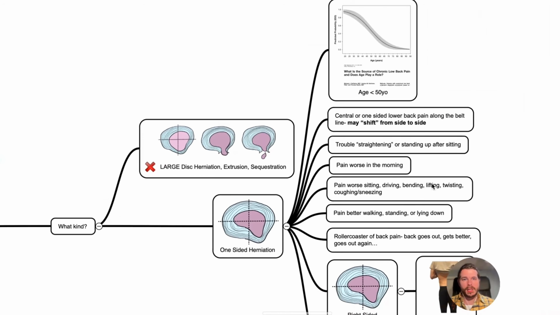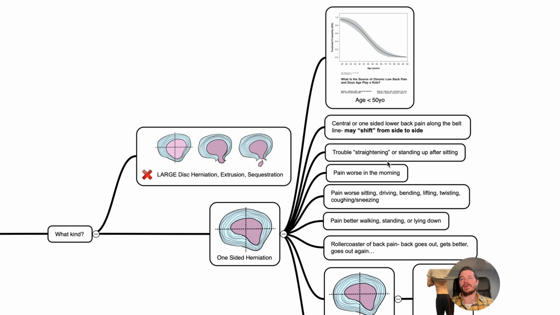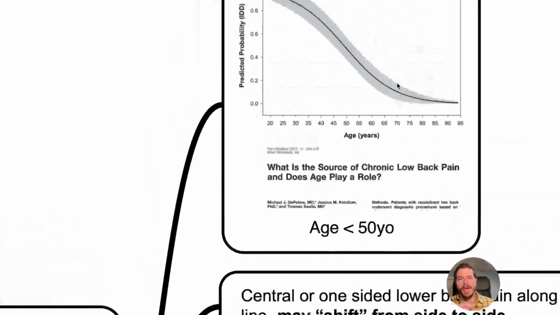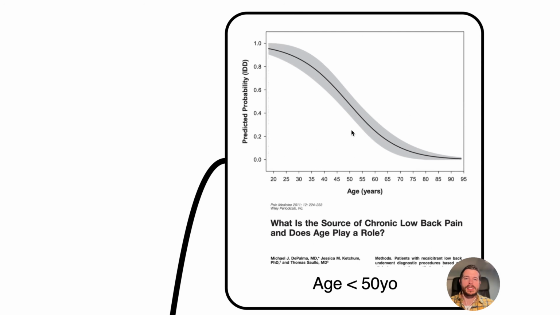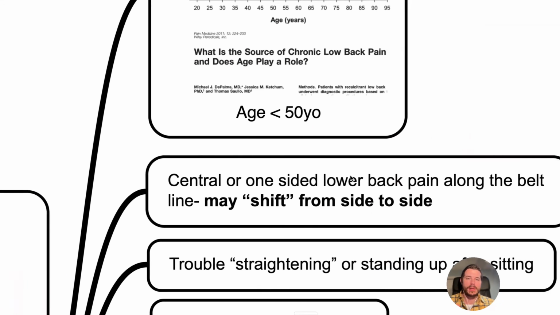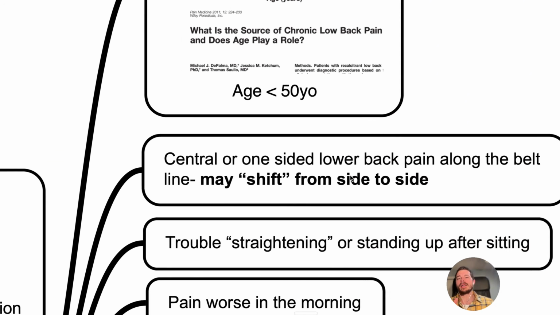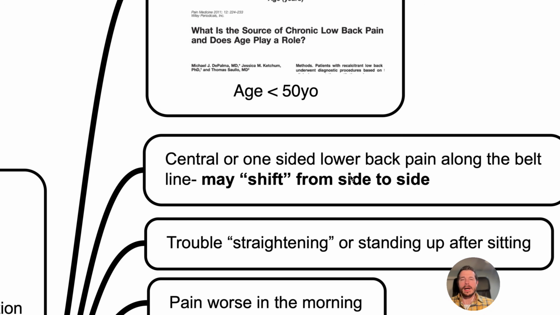And this cluster of signs and symptoms, again, further increases the probability of the disc being the cause of your problem. So, does age matter? Yes, we see that disc herniations are more common in people who are younger, less than 50 years old. It doesn't mean that if you're older than 50, you can't have a disc problem. It just means that it's more likely the younger you are. You'll see that it is central to one-sided as far as where the pain manifests. It can be along the belt line, it may be smack dab in the center, or it may shift from one side to the other. So as you'll see here in a moment, central, but it can just cause one-sided back problems.